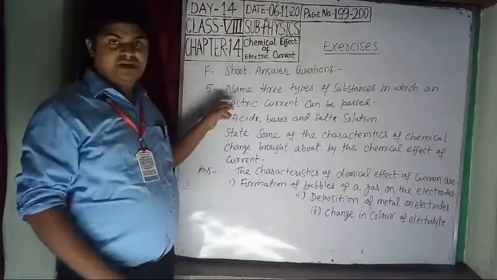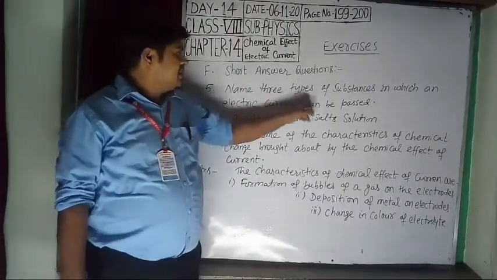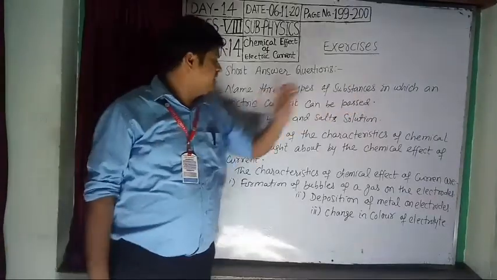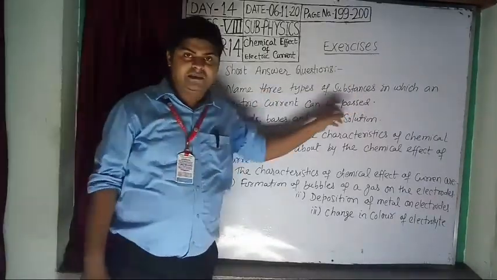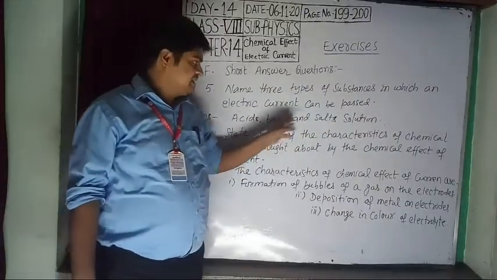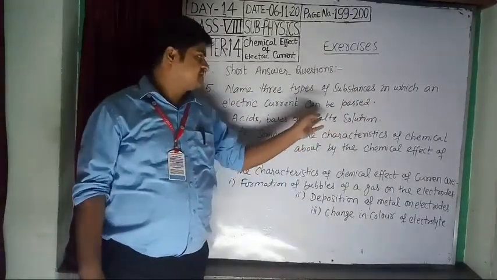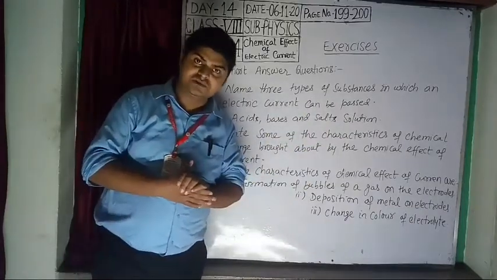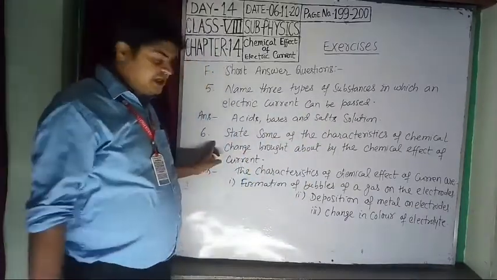Now students, see question number 5. Name 3 types of substances through which an electric current passes. The answer is acids, bases and salt solutions. These substances allow electricity to pass through them. Okay, now question number 6.